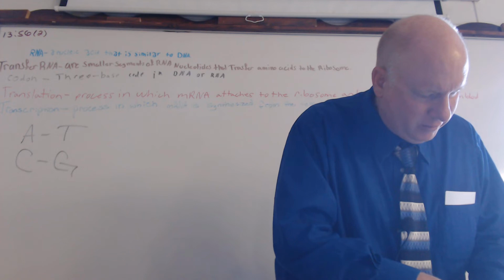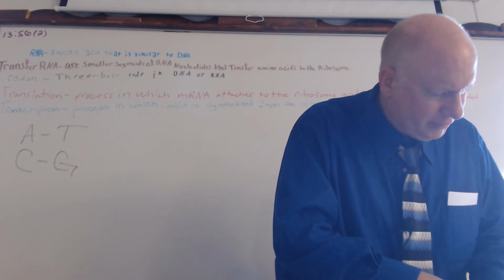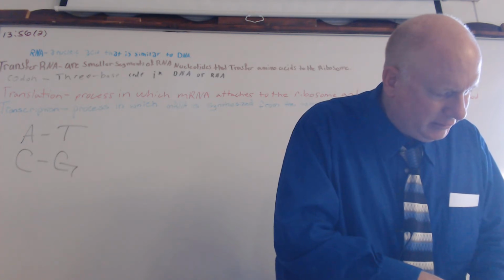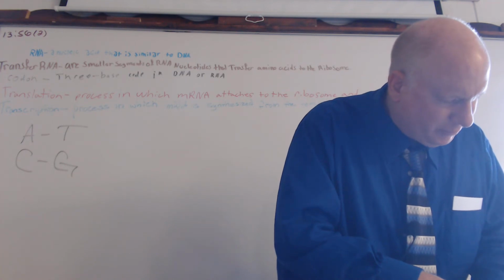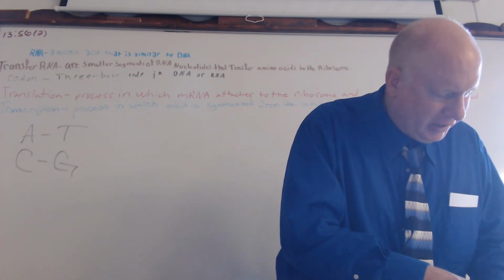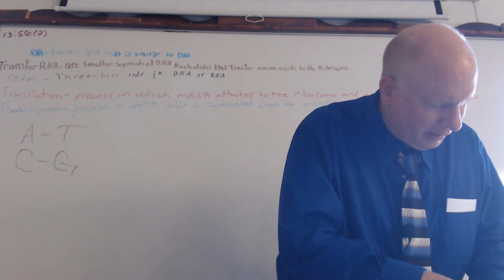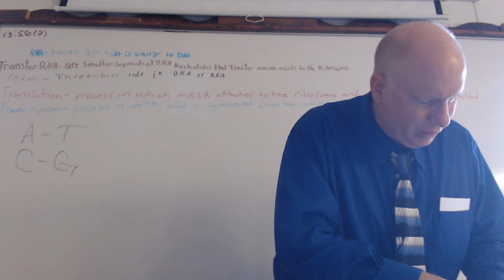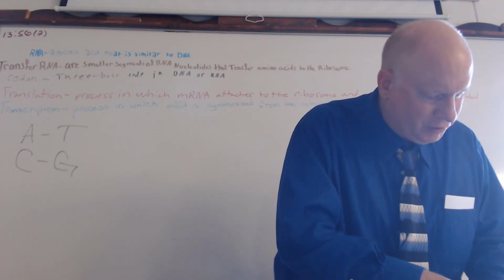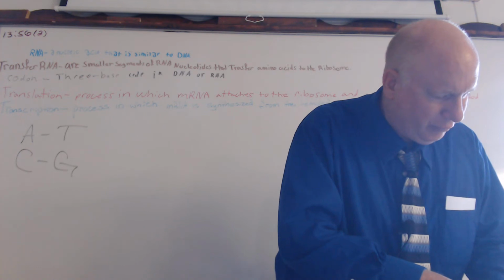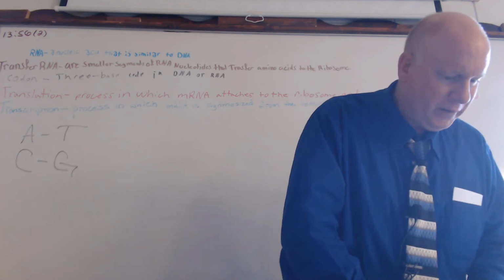Ribosomal RNA, or rRNA, is a type of RNA that associates with protein to form ribosomes in the cytoplasm. The third type of RNA, transfer RNA, are smaller segments of RNA nucleotides that transfer amino acids to the ribosome. Table 2 compares the structures and functions of the three types of RNA.